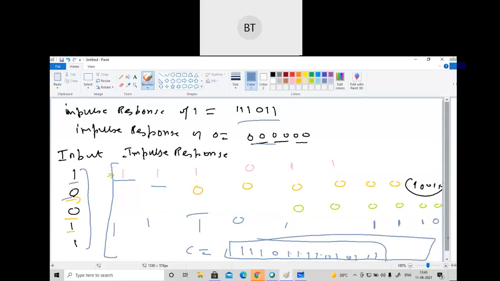If there is any difficulty, please try to solve it by yourself. And 2-3 more problems we will solve based on this time domain. After this we will go to the transform domain. Then we will see the graphical method.